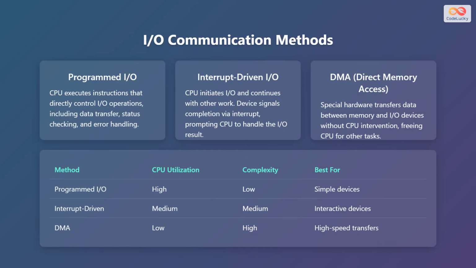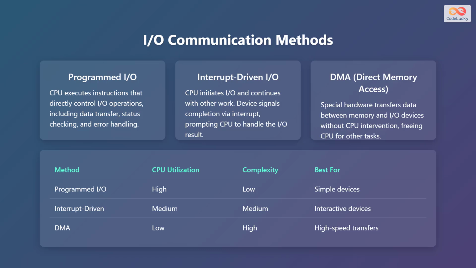Now let's discuss the different methods of input-output communication. The first method is programmed input-output, where the central processing unit or CPU directly controls the input-output operations. The second method is interrupt-driven input-output, where the CPU initiates the input-output operation, and the device signals completion via an interrupt. The third method is direct memory access, or DMA, where a special hardware transfers data between memory and the input-output devices without CPU intervention.